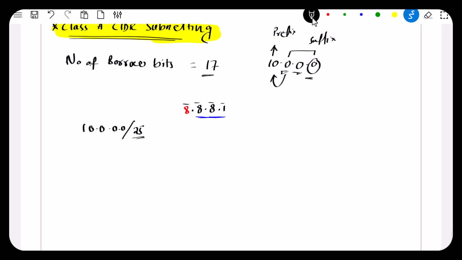And let's find out the subnet mask after borrowing 17 bits. The subnet mask will be this: 255.255.255.128. Remember, this is the same like this. Okay, here 8 bits are on, 8 bits are on, 8 bits are on, and here only 1 bit is on and the 7 bits are off. Okay, and 128 is the value of that 1 bit.